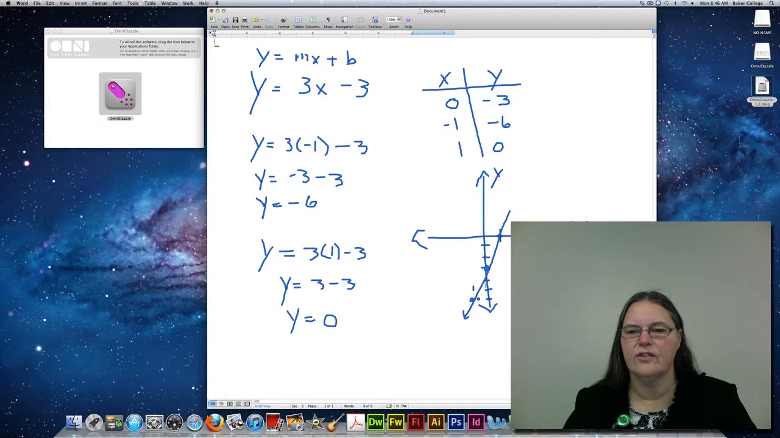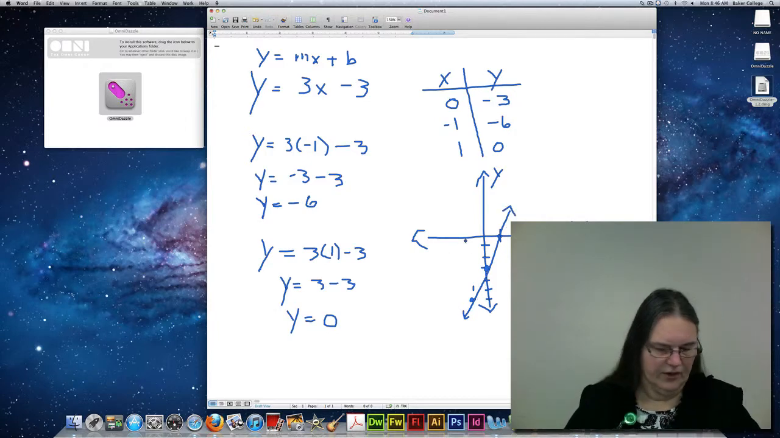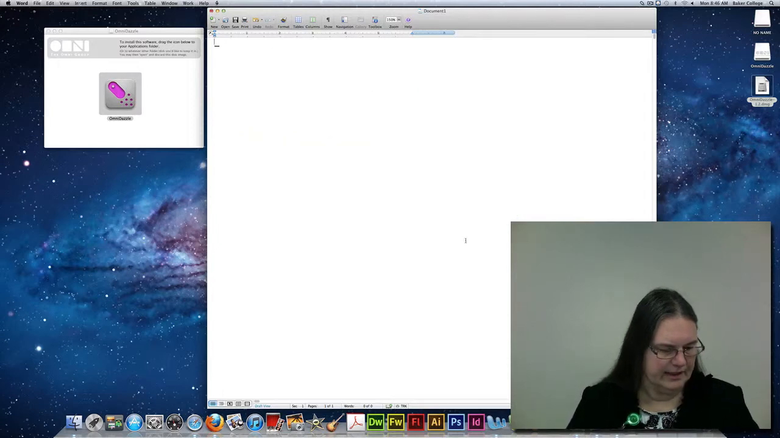And a line always has 2 arrows on it because it continues to go. So that's what it would look like on a graph. And you're going to do that in the next chapter. I only showed you now so that you'd have an idea.